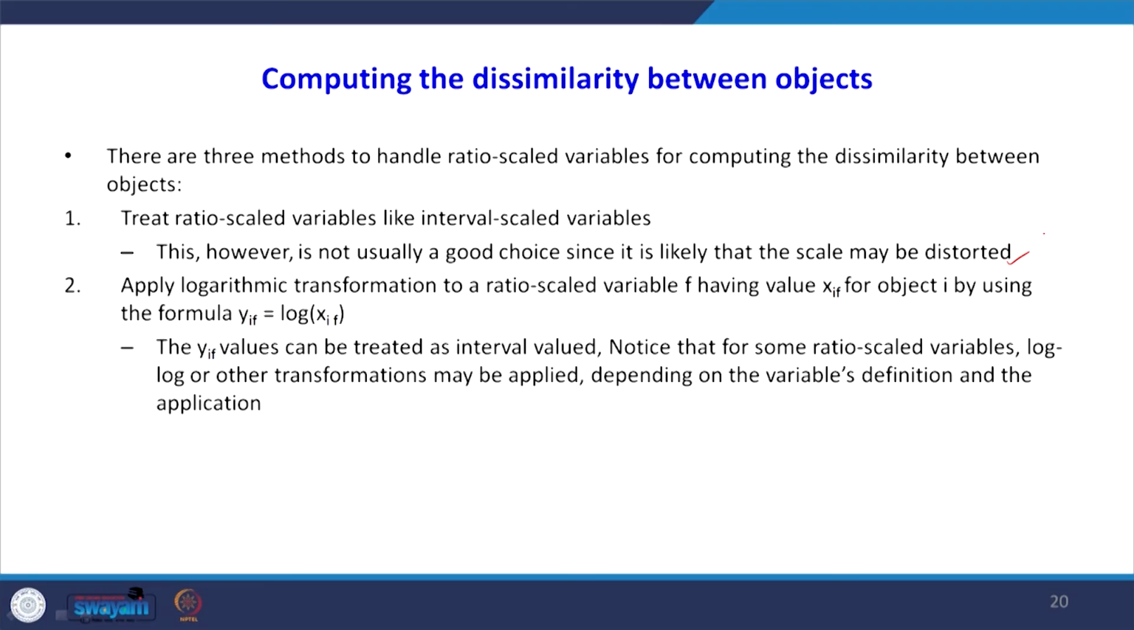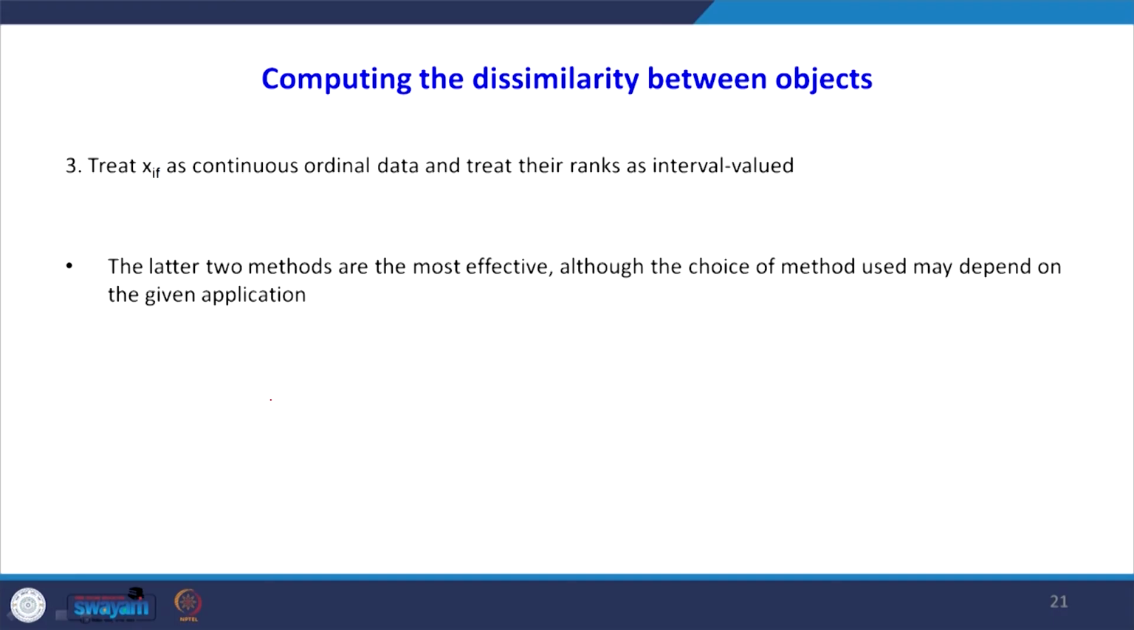The yif values can be treated as interval values. Notice that for some ratio scaled variables, log of log or other transformations may be applied depending upon the variable's definition and the application, because we can use any kind of different transformations. The third method is to treat xif as continuous ordinal data and treat their rank as interval values. So, this is the third method. The latter 2 methods are the most effective, although the choice of method may depend upon the given application.